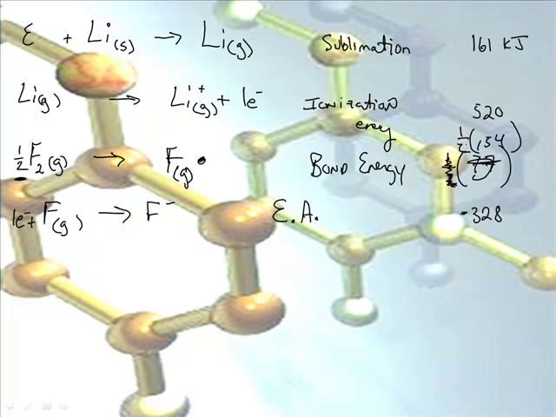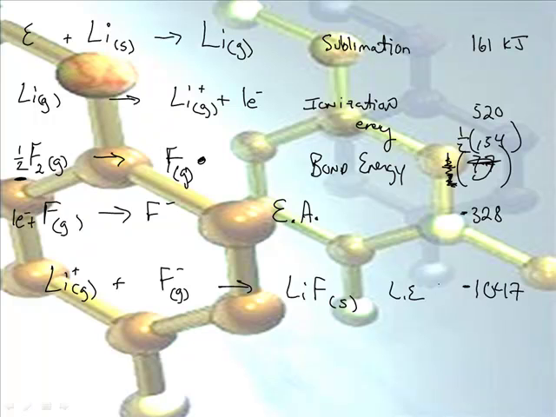Now, lastly, we can use our lattice energy equation: Li positive gas plus F negative gas makes LiF solid. This is called the lattice energy. We'll call it Le. And that value is usually quite large and negative. It's negative 1,047 kilojoules.